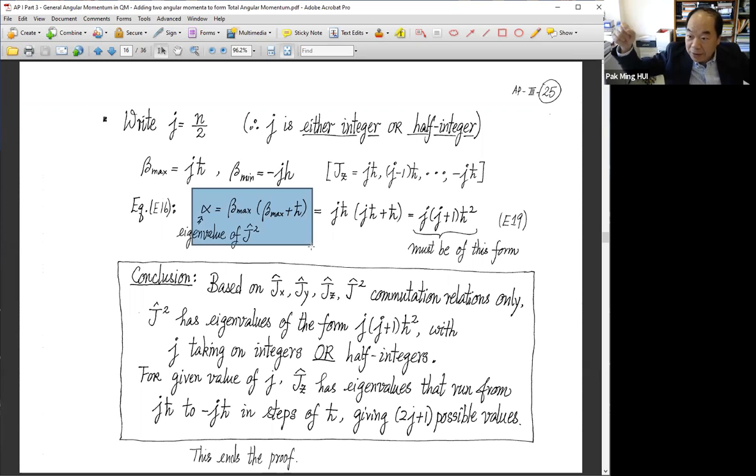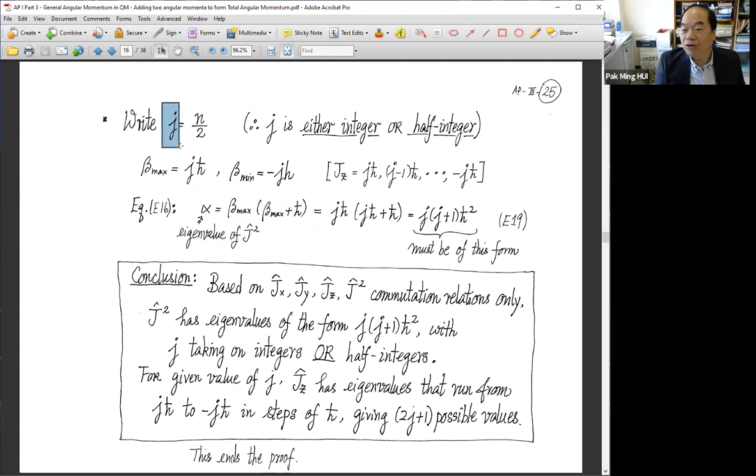Okay? And understanding that beta maximum and beta minimum must differ by ħ in steps, this must take on either integer or half-integer values. We call this a quantum number J. That can be 3. Then you have 3, 2, 1, 0, minus 1, minus 2, minus 3 as the Z components, times ħ, of course.